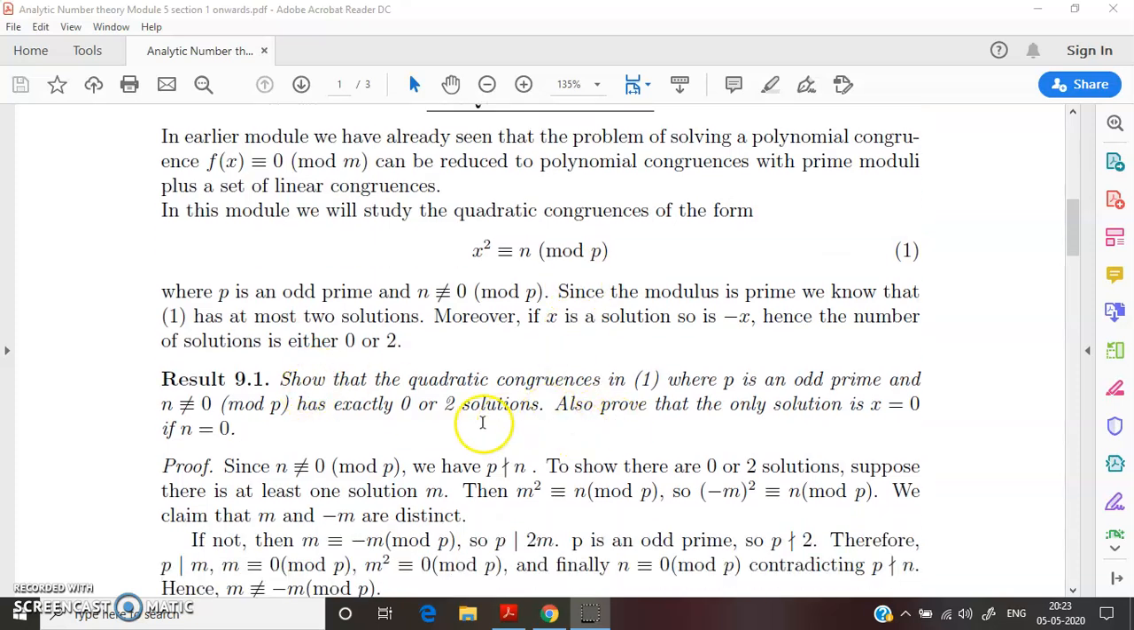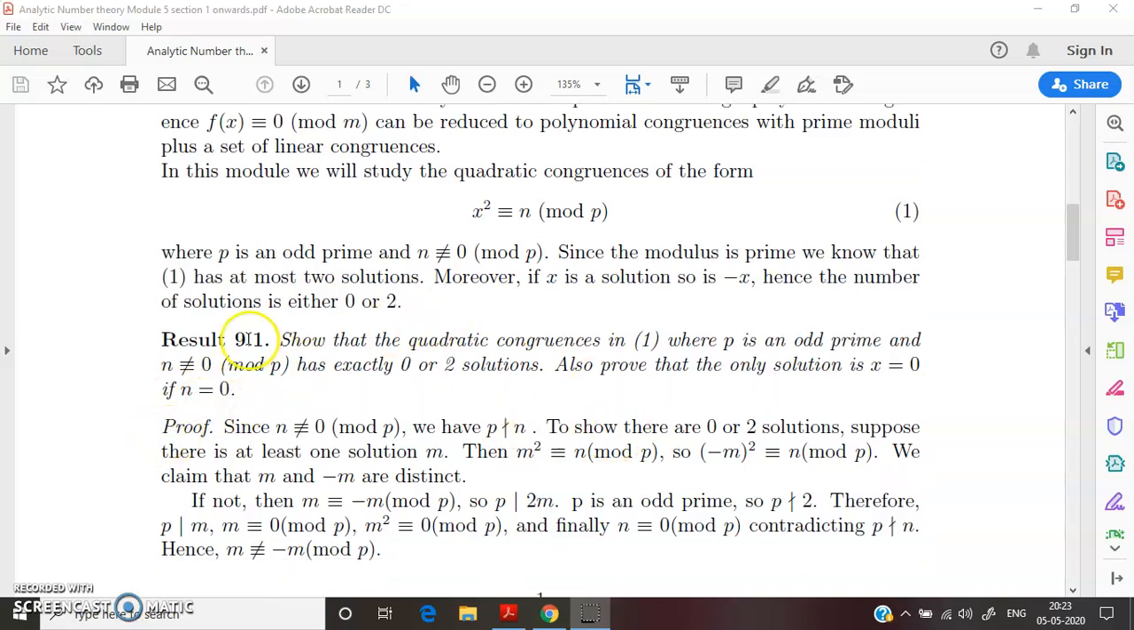Let us see the question. Show that the quadratic congruence in equation 1, that is x² ≡ n mod p, where p is an odd prime and n is not congruent to 0 mod p, has exactly 0 or 2 solutions. Also, we will prove that the only solution is x = 0 if n = 0. So let us begin. The statement gives that n is not congruent to 0 mod p. That means p does not divide n.